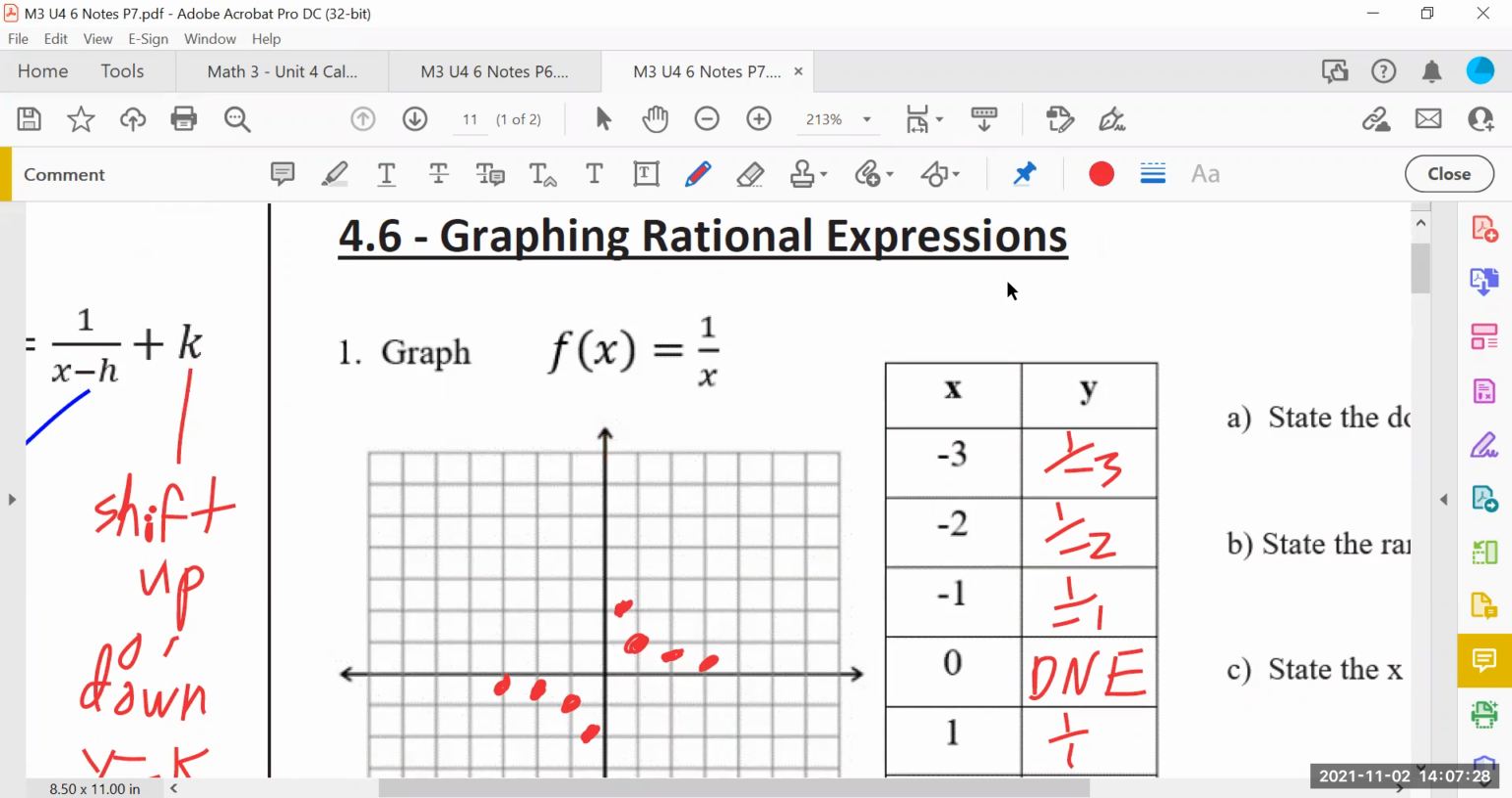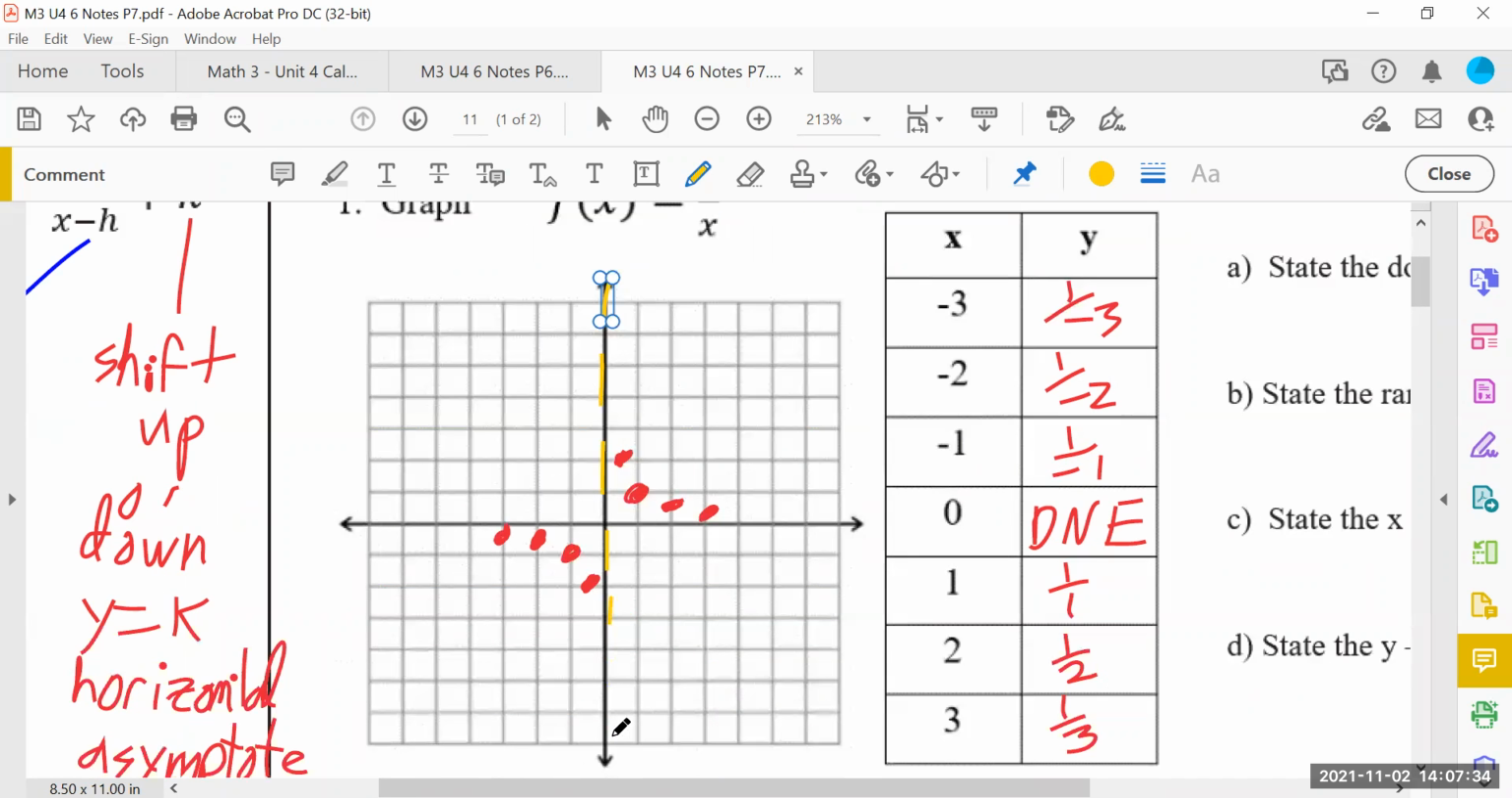Let's use a different color here. So here's x equals 0. Here's y equals 0. I cannot cross those lines. And so now, if I draw in my graph, I'm going to go right along those lines and through those points. Go right along the asymptotes, so get as close as you can. And make that curve.